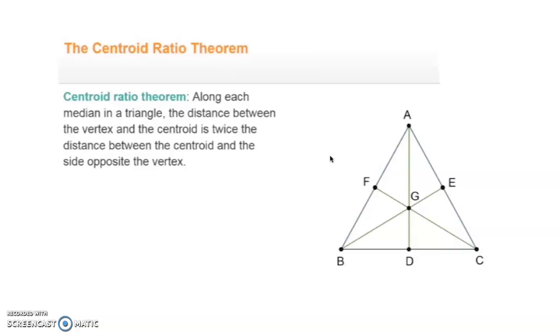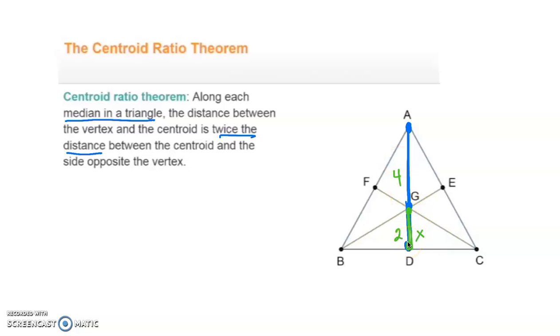Centroids are handy because they help us solve a lot of problems of distances between different points in a triangle. The centroid ratio theorem says that along each median in the triangle, so AD is a median, and BE and CF are also medians, we're just going to look at AD. The distance between the vertex and the centroid, so here's our vertex and here's our centroid, is twice the distance between the centroid and the opposite side. So if this were 4, this would have to be 2, because AG is 2 times GD.